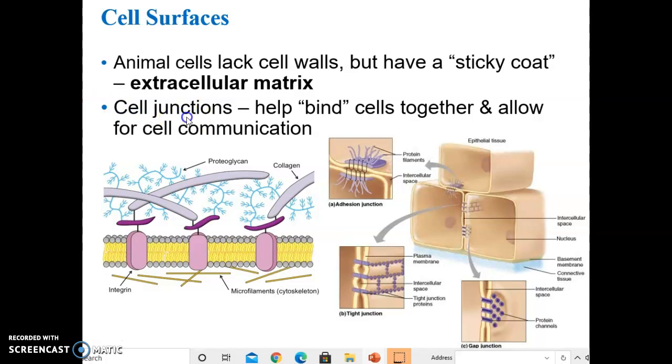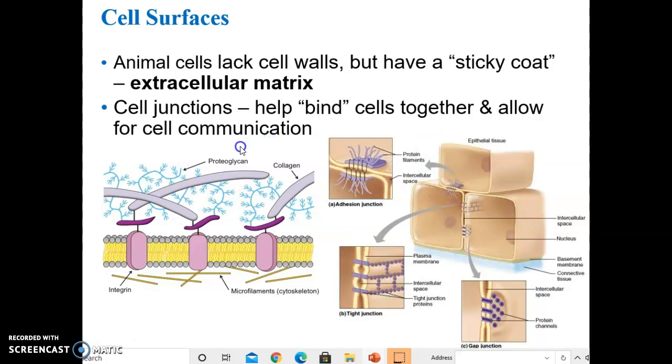Now, cells also are linked together via cell junctions. So if you consider your skin, you can gently tug on your skin and you're not going to easily pull the cells apart, right? You're not going to tear the skin easily, cause bleeding, because your cells are linked together by cell junctions. So they help bind the cells together.